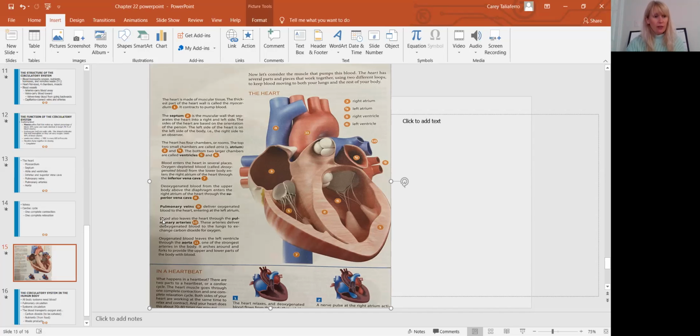So with that being said, how does all this really work? What happens in a heartbeat? Blood comes into the heart, blood leaves the heart. Sometimes blood leaves the heart and goes to the lungs. Sometimes blood leaves the heart and goes to the rest of the body. Deoxygenated blood leaves the heart, heads down to the lungs, and then comes back and gets pumped out to the rest of the body.